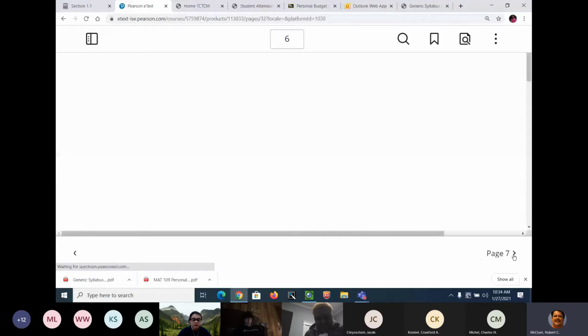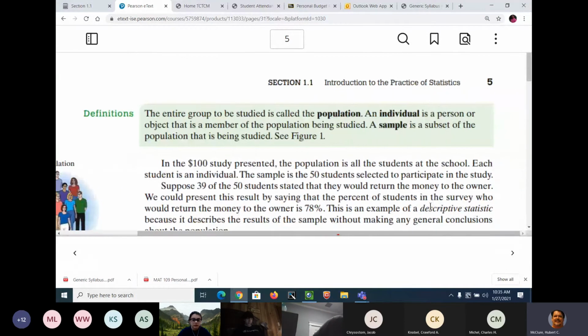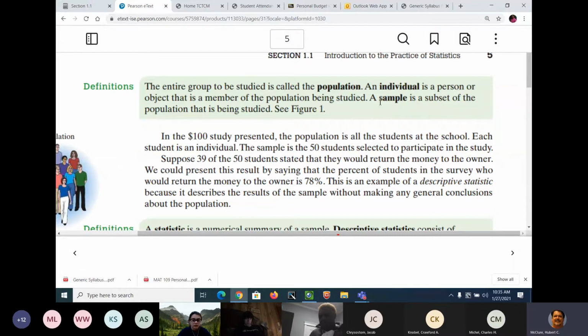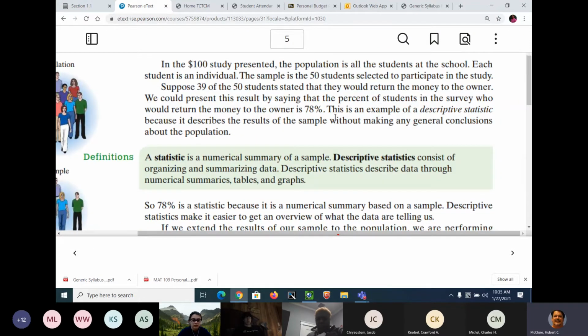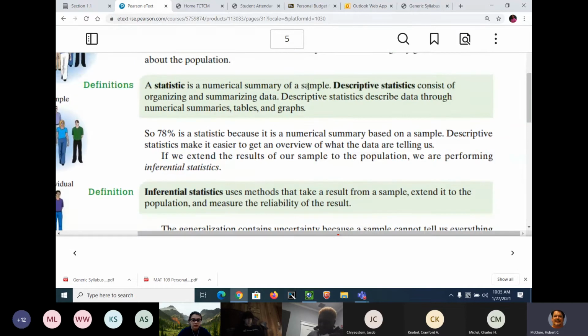Oops, sorry. There's the definition of the population: the entire group. A sample is a subset. We already talked about that. A statistic is for the sample. Population. Okay, write down descriptive and inferential.